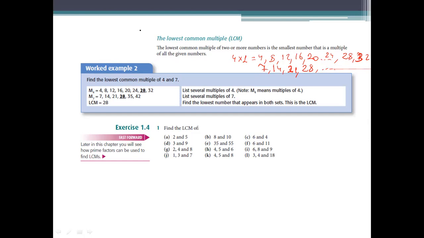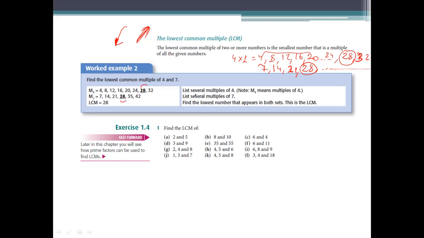Lowest common multiple. Lowest is not ascending, okay? And highest is ascending. So the lowest common multiple of 4 and 7 is 28. Before that, 21 is not common with 4, and 14 is not common with 4. And 7 is not the same as any number before 28. That's why the answer is 28. As you see here also, 28, 28.